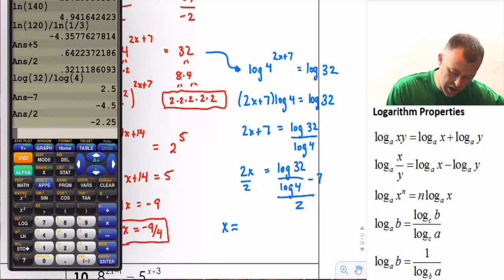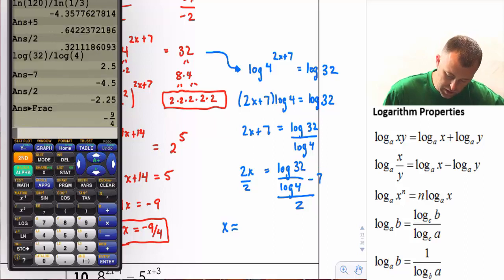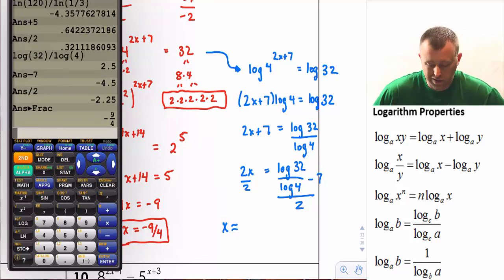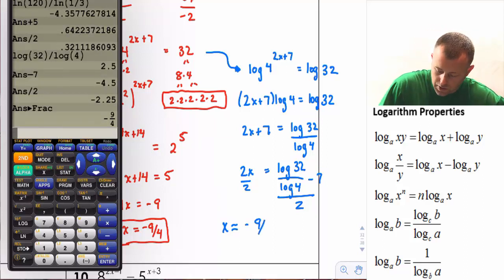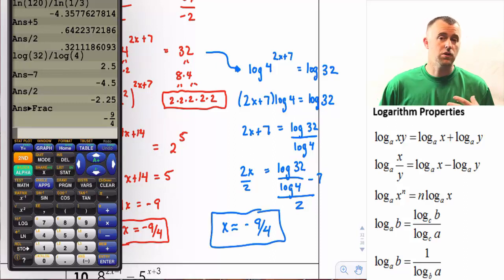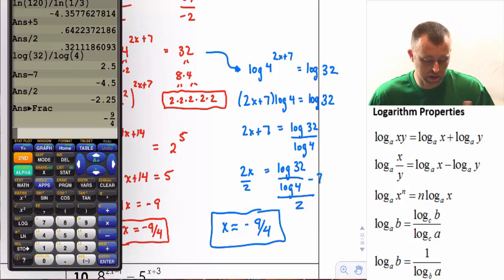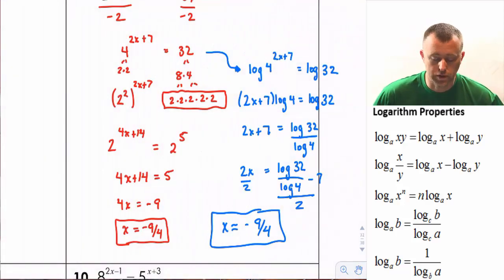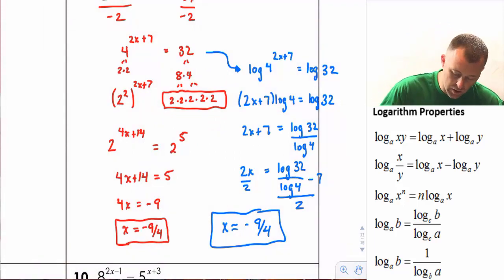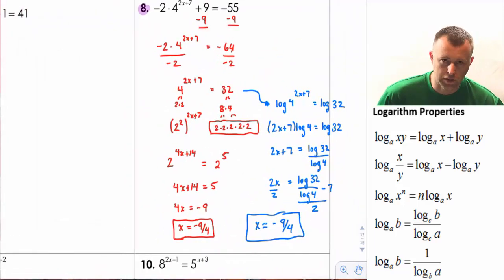And again, if you go math fraction here, you're going to see we get negative 9/4. It's the same answer. So it should be the same answer, I mean, obviously. But like I say, sometimes you're able to do that by hand, but sometimes you're not. In this case, you were able to do it by hand, but I'm just kind of showing you both ways. But now, what if we have two exponents?